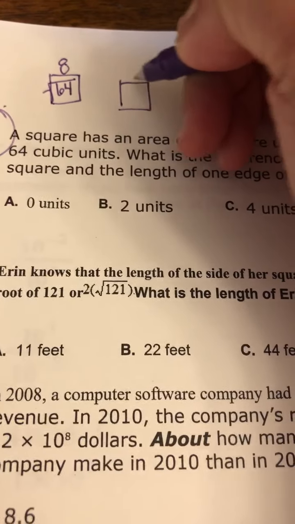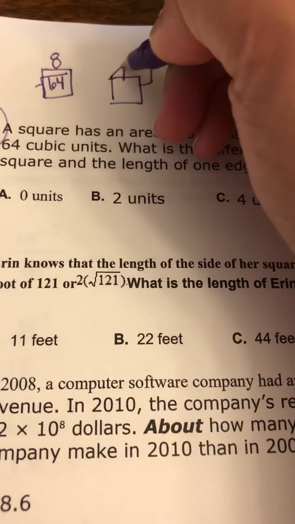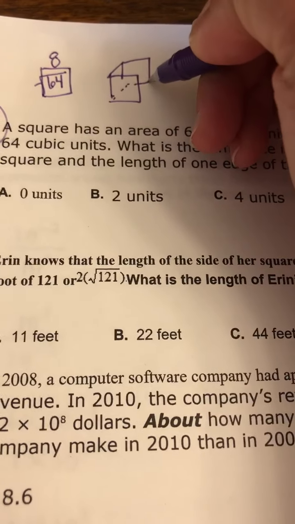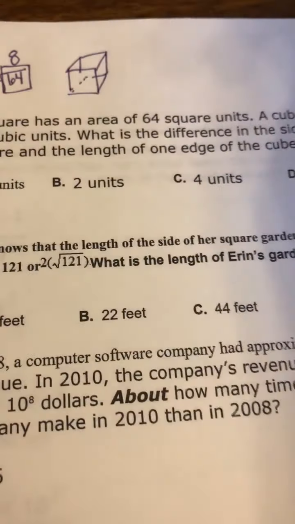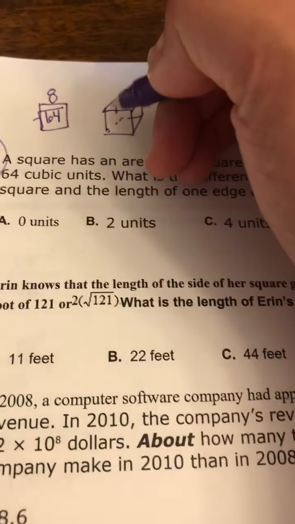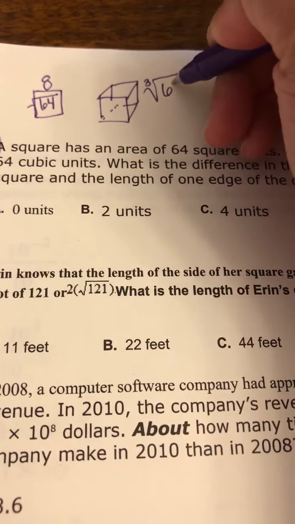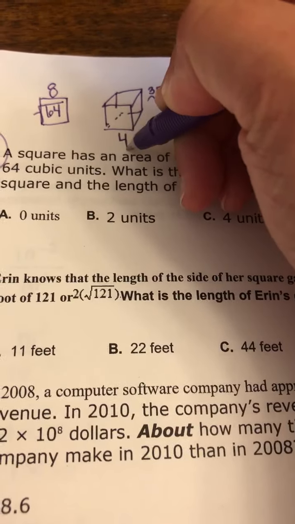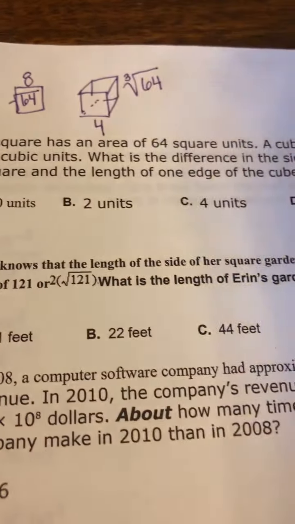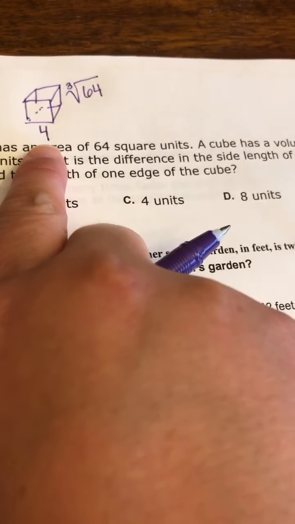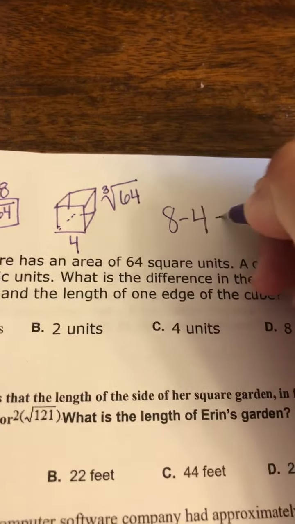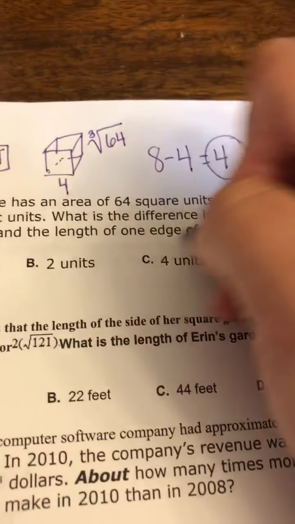And then if you have a cube, never been good at drawing these, but if you have a cube whose volume is 64, since it's a cube, that's 3-dimensional. So you wouldn't find the square root, you would find the cube root of 64, and that's going to be 4. That would be one side length. So you end up having a side length of 8 for your square and a side length of 4 for your cube. And it just asked, what is the difference in the side lengths? So you would just do 8 minus 4, and that's going to give you 4 units as the difference, and that would be C.